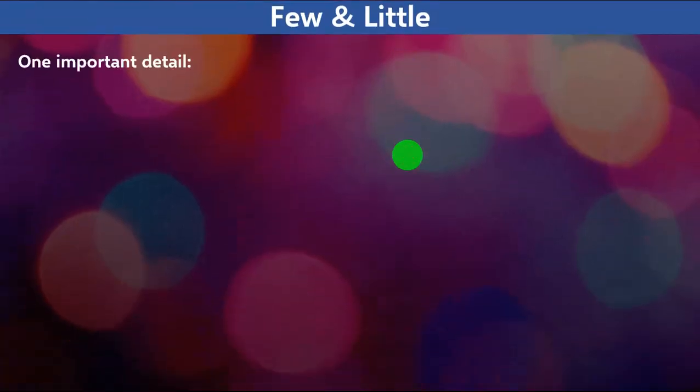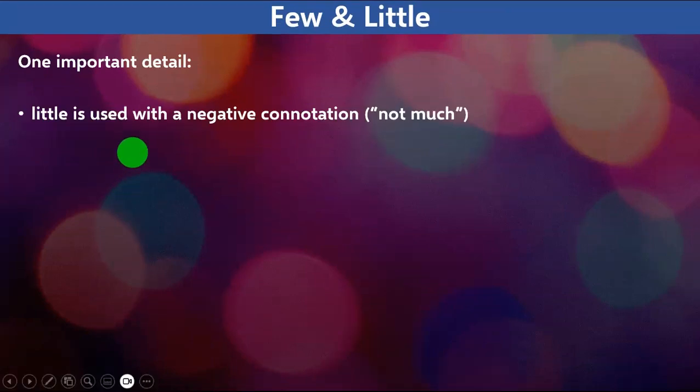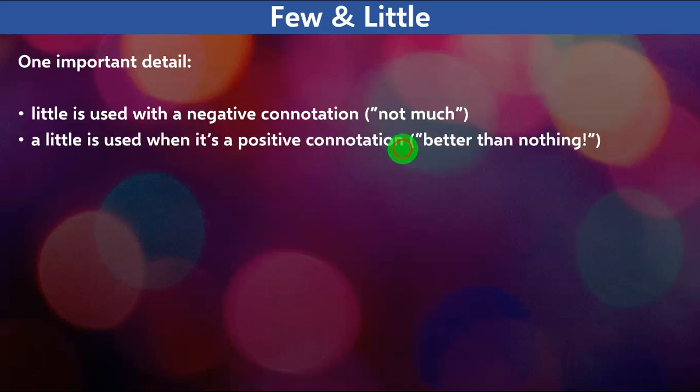Now let's move forward. Now you need to remember a few things. Little is used with a negative connotation, which means not much. And I will explain this with examples, don't worry. A little is used when it's a positive connotation, when something is better than nothing, right? You use little with a negative connotation, and a little is used when it's a positive connotation, okay, better than nothing. Now let's take a couple of examples to make this clear, right?